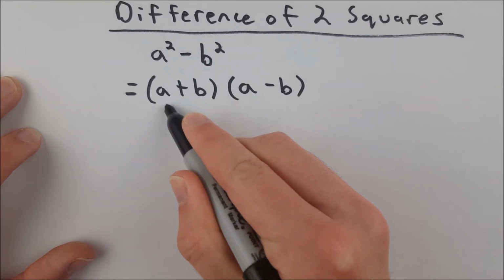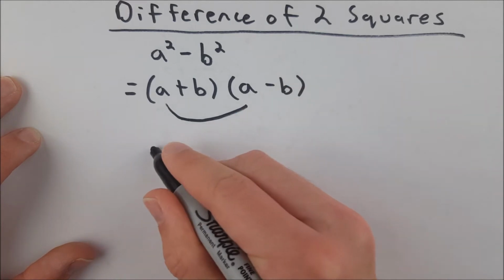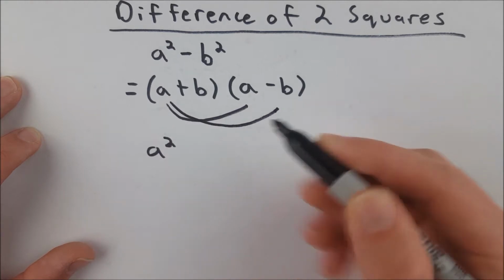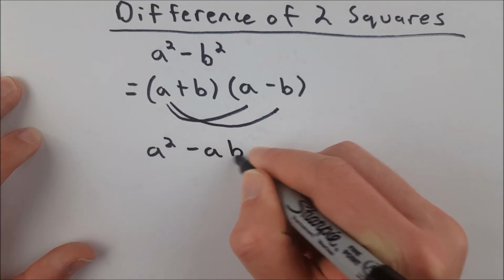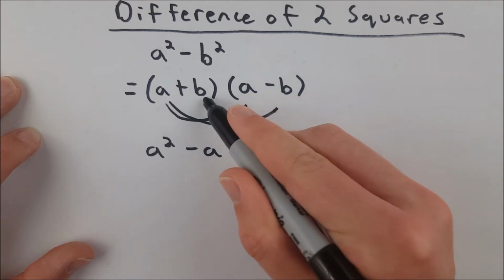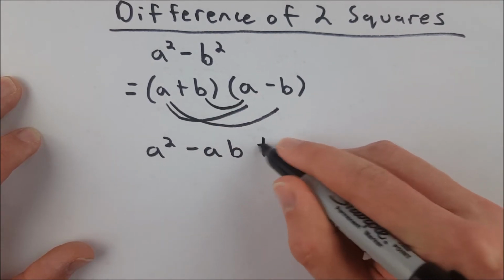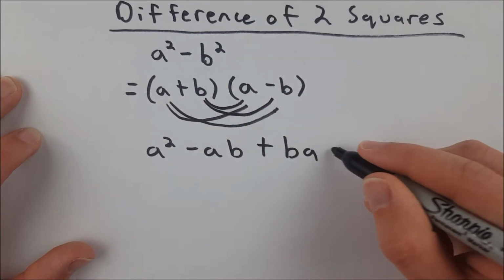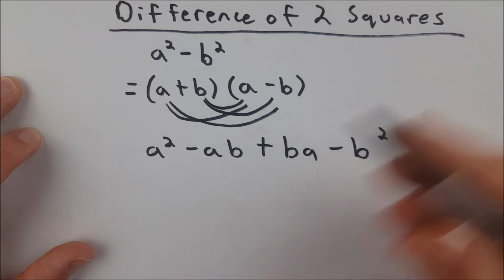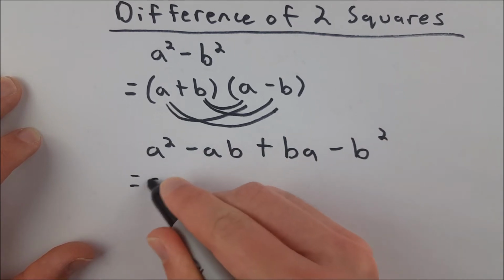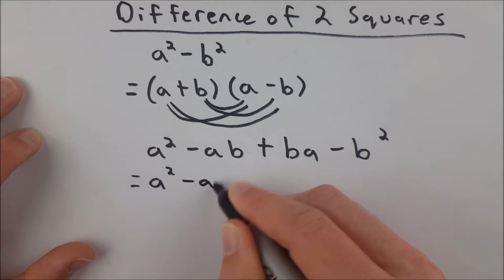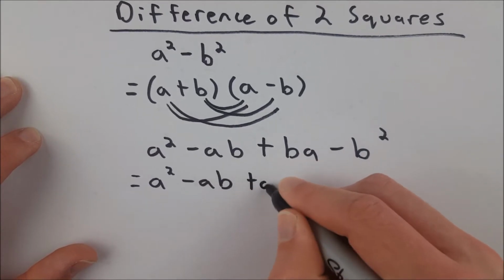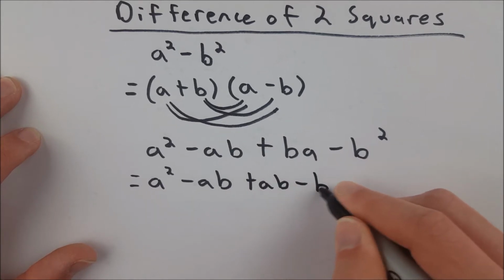So let's see it in action. We multiply a times a first, which gives us a squared, and then we multiply a times negative b, so that's negative ab, that's a squared minus ab. Then we multiply b times a, so that's plus ba, and then we multiply b times negative b, so that's minus b squared. Rewriting this, we have a squared minus ab. Remember, multiplication is commutative, so we can flip the b and the a, so that's plus ab minus b squared.